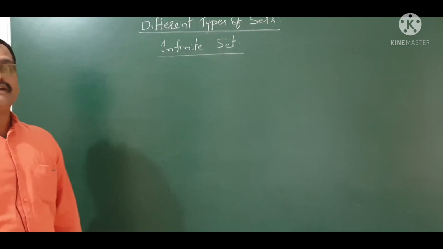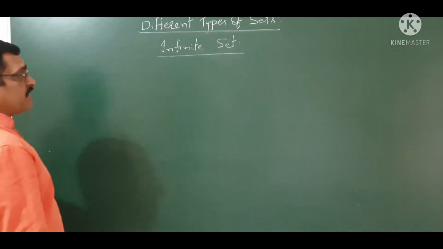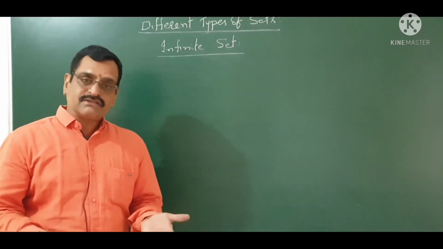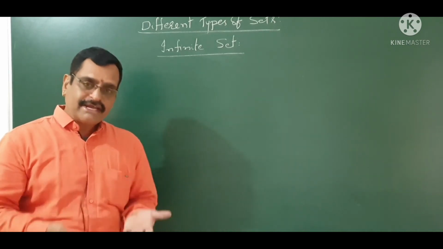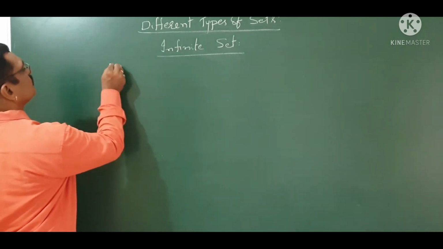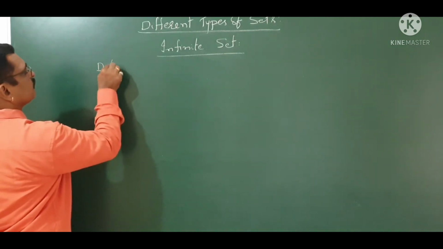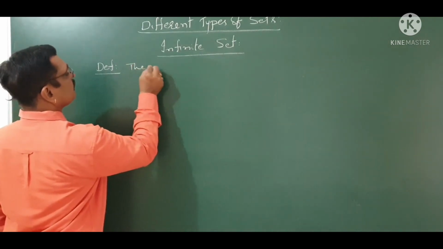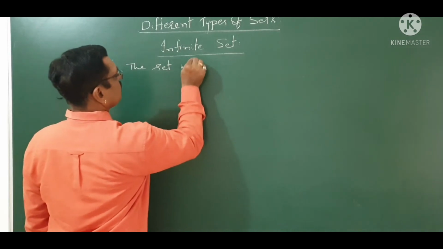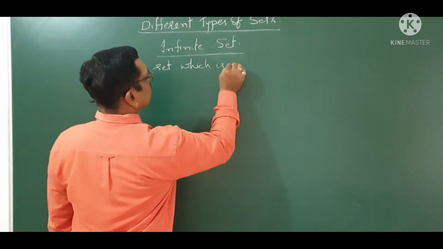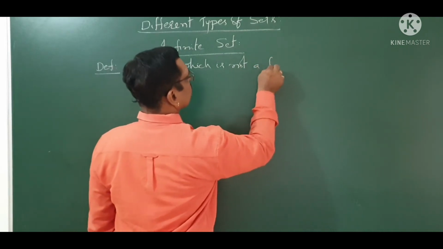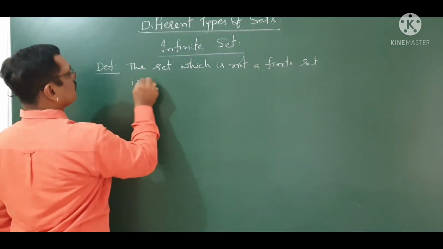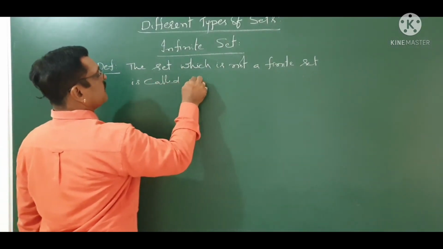Our next set is the infinite set. So what is an infinite set? A set which is not finite is called an infinite set. That's all, simple. So the definition: the set which is not a finite set is called an infinite set.